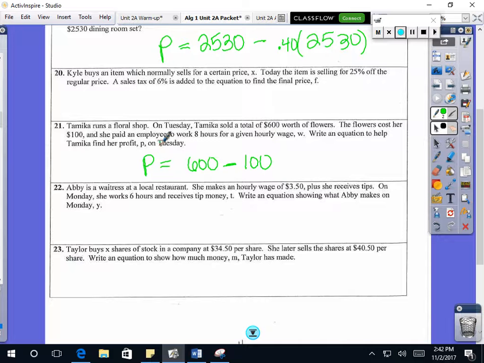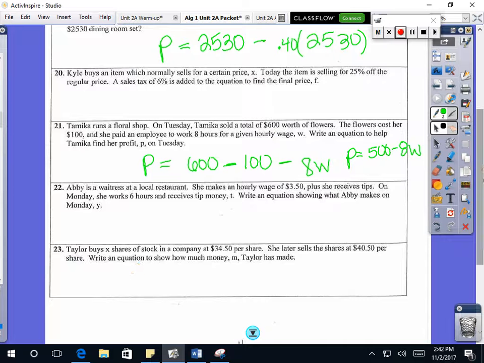Well, there's two different expenses here. 100 for the amount she had to pay for the flowers, and then also 8 hours of work for W dollars. I thought you said 108. Okay, so P equals 500 minus 8W, because you could go and combine those.